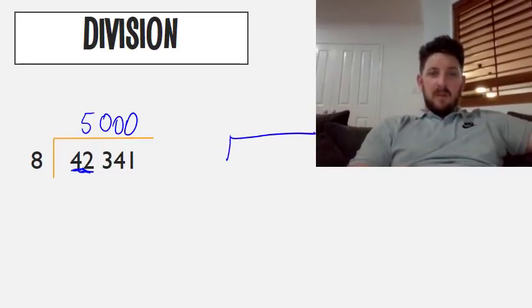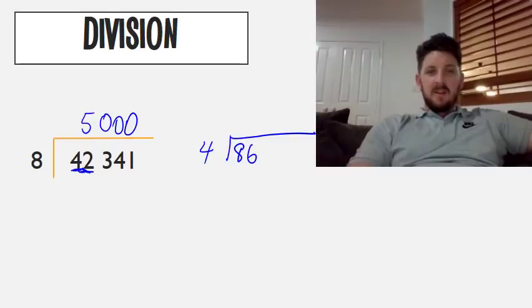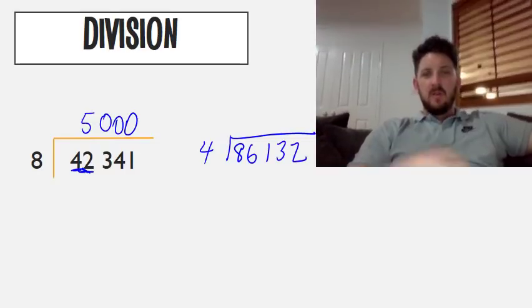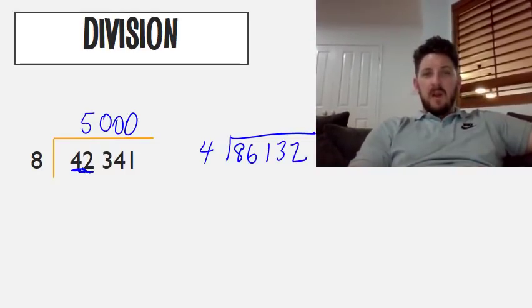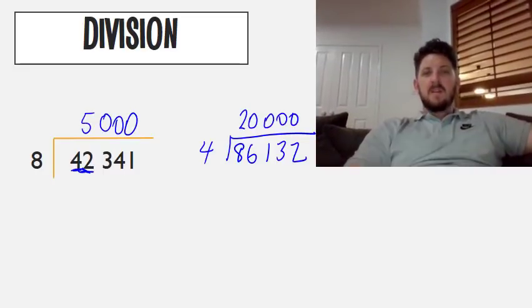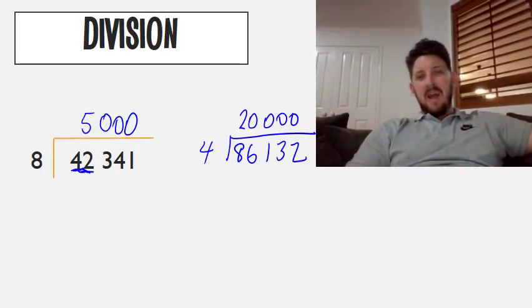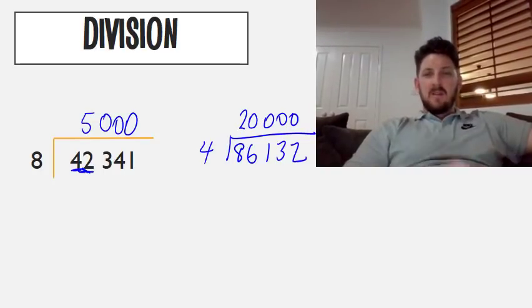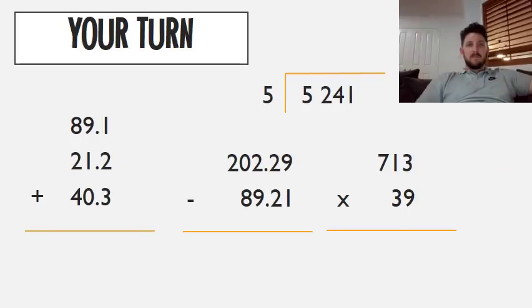Here's another example. If I was to do 4 into 86,132, once again I would go how many 4s fit into the first number, which is 8, which is 2. I'm just going to write zeros down for every other number. So you can see there straight away that I look at the first number and how many times it goes in, then I add zeros to the rest, and that estimates it really quickly for me.